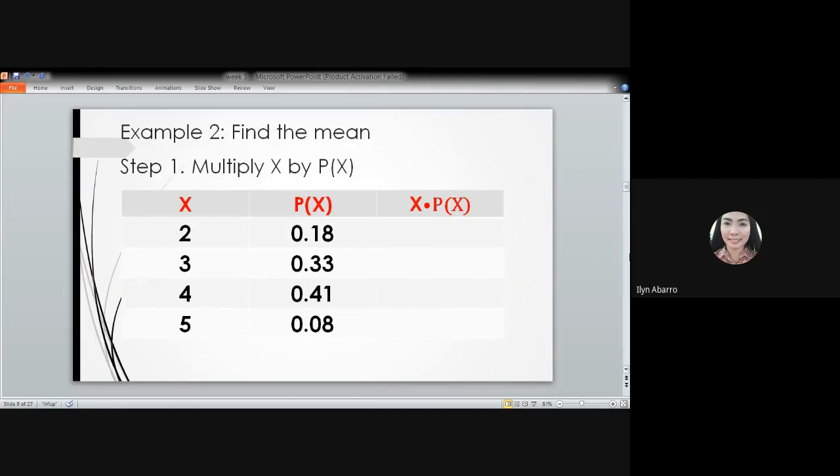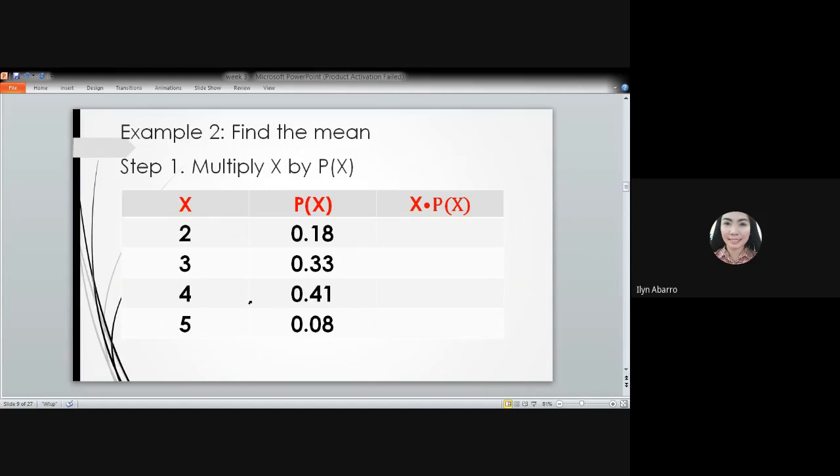Okay, so let us have example number 2. Find the mean. Okay, una, find the mean daw nito. Ito naman yung given natin. So, the values of our random variable x are 2, 3, 4, and 5. And its probabilities are 0.18, 0.33, 0.41, and 0.08.